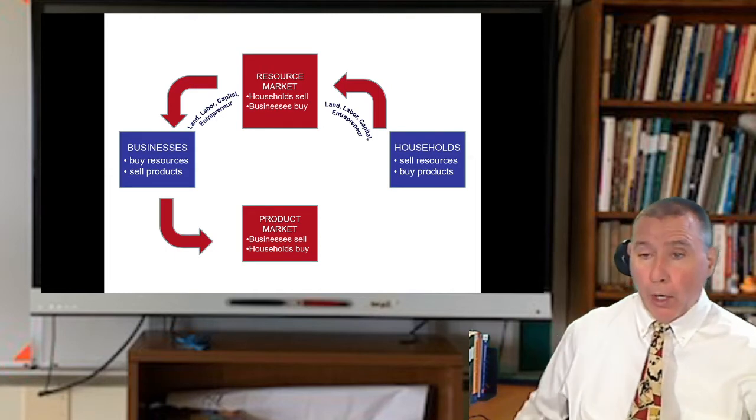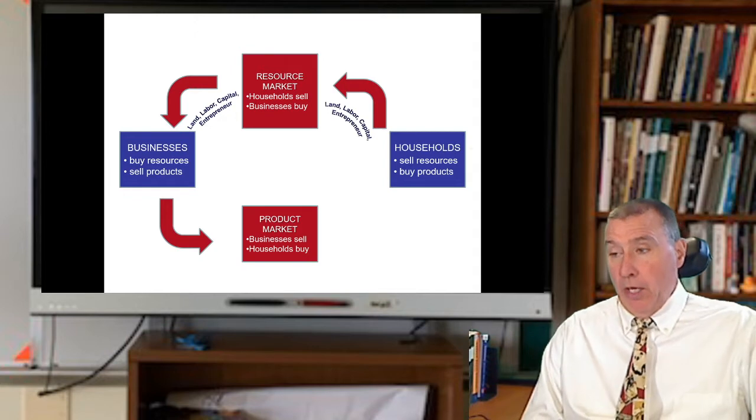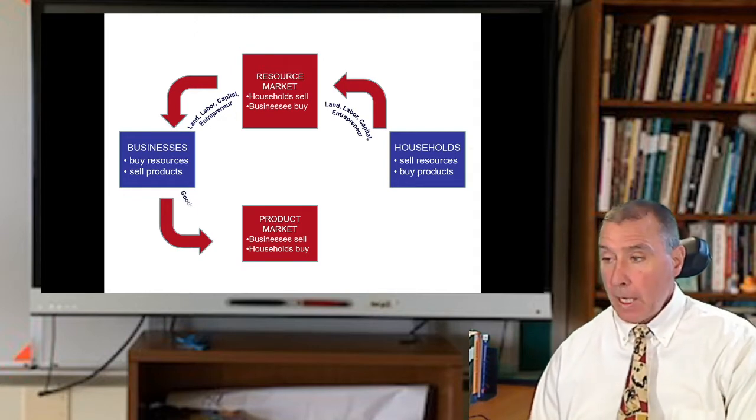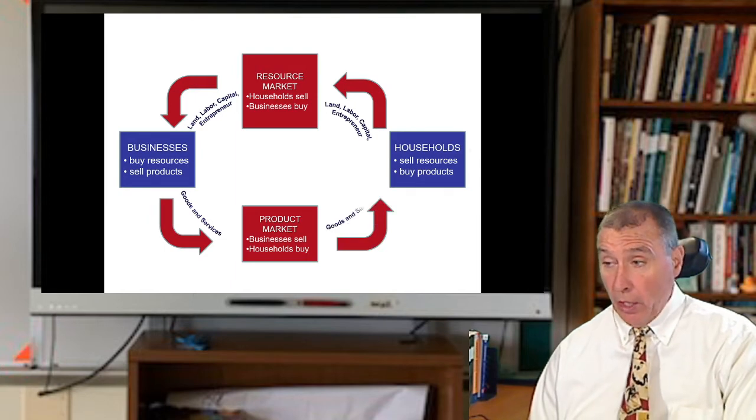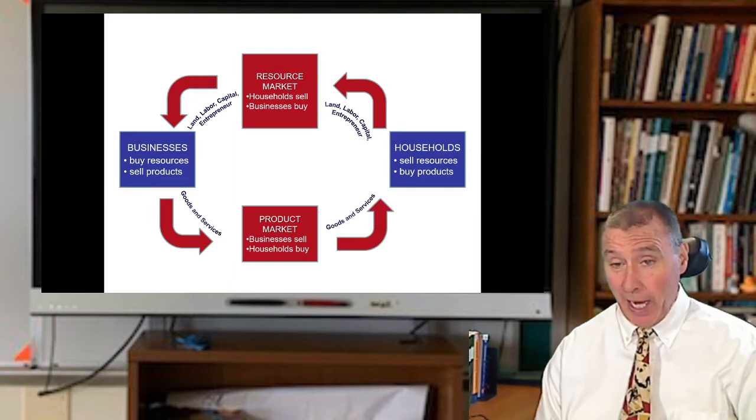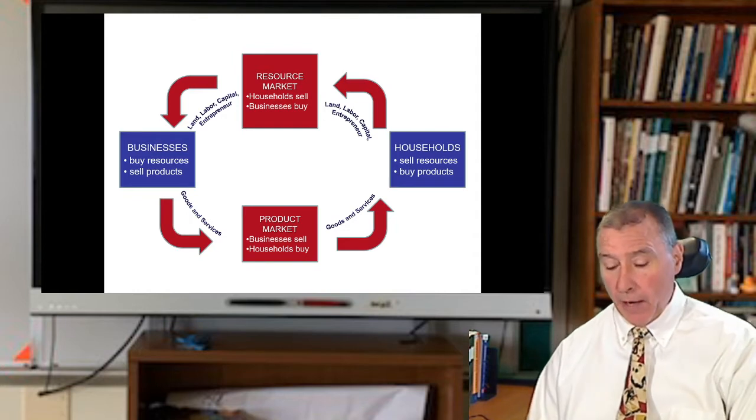Right, this is your Walmarts. These are your places that you're used to getting your stuff. Amazon, I guess, would be the new one. So goods and services go to the product market. From the product market, they go to the household. All right, so now we have the household.